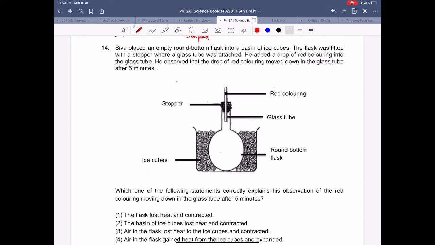Siva placed an empty round bottom flask into a basin of ice cubes. The flask was fitted with a stopper where the glass tube was attached. He added a drop of red coloring to the glass tube. He observed that the drop of red coloring moved down in the glass tube after 5 minutes. Which one of the following statements correctly explain his observation?